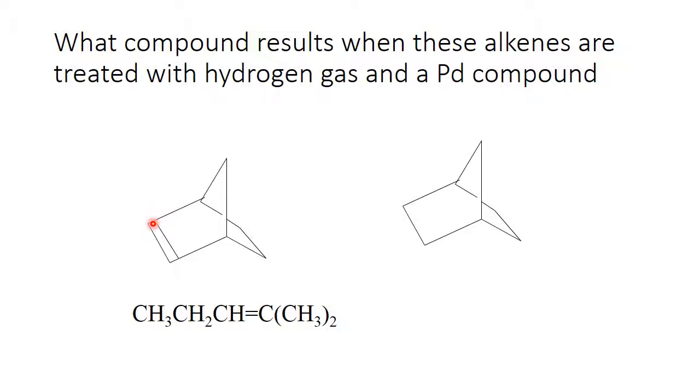Okay, this compound here, with hydrogen gas and a palladium compound, all that would happen is you would add a hydrogen here and a hydrogen here, and the double bond would disappear. And so we would get this bicyclic compound. If I look at this compound, what would happen? We would get this compound. Notice you add a hydrogen here, so there's two here, and you add a hydrogen here.